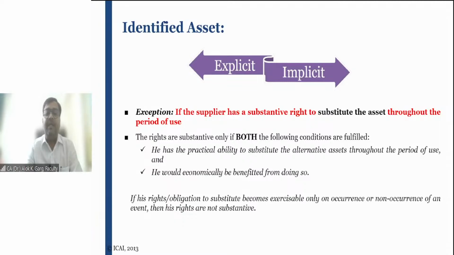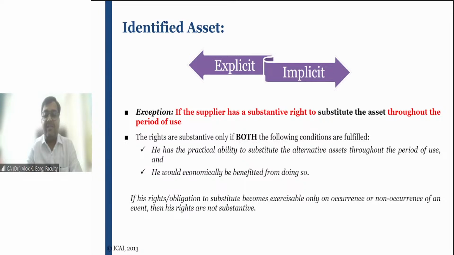Then we understood the meaning of an identified asset. We discussed that identified assets are those assets which are explicitly or implicitly defined in the contract. An asset is known as an identified asset where the lessor does not have a substantive substitution right, meaning the lessor does not have a right to replace the asset in normal circumstances for the benefit of the lessor, right?